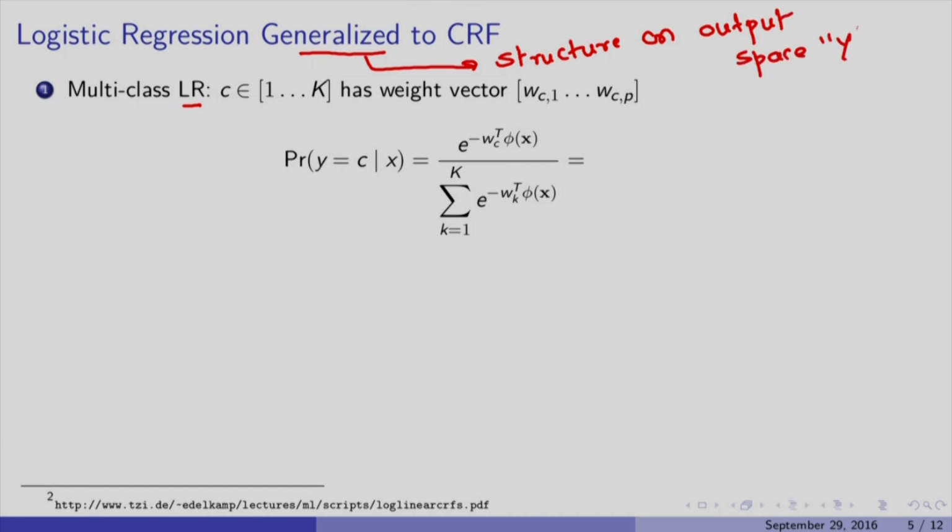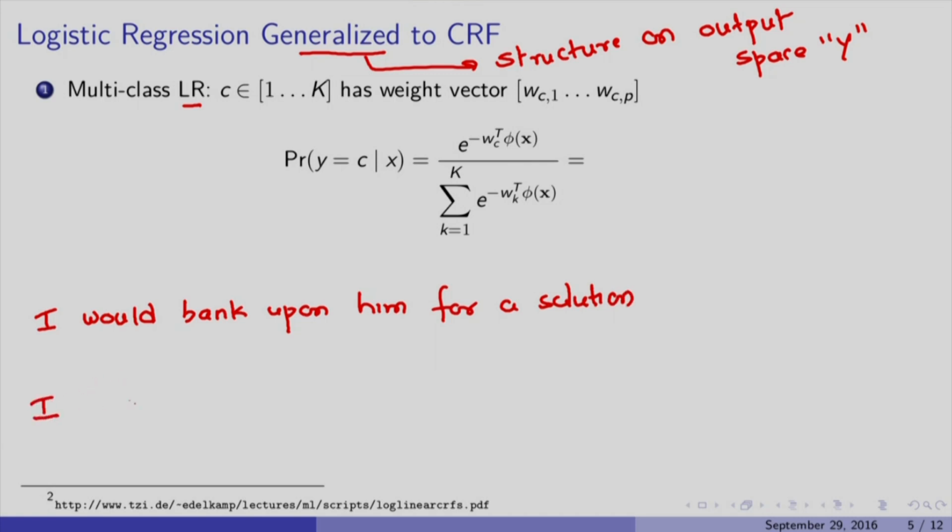And we are talking about the output space Y. A very canonical example is that of part of speech tagging. So consider the following two sentences. I would bank upon him for a solution, as against I visited the river bank.